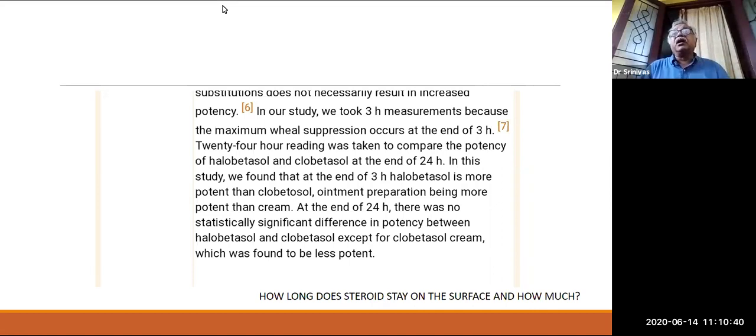Is this important? Though both are equally effective after 24 hours, the very fact that the drug does not stay, and if any drug gets a shorter time to stay and can act better at that duration, then that drug may act better. And that is the reason why halobetasol may be preferred, because it acts much faster than clobetasol.